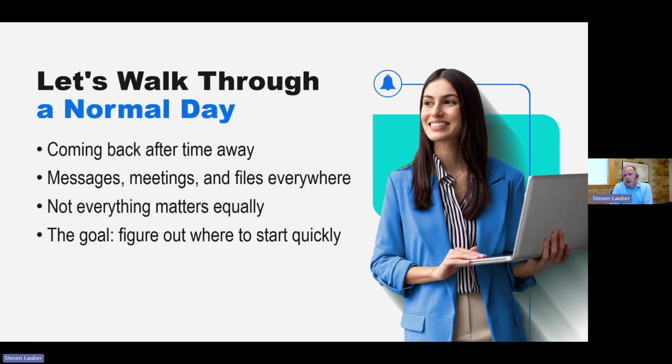So let's walk through a normal day. You've been away, you come back, and there are messages and meetings, files, scattered updates, and not everything matters equally. It's a very normal kind of chaos. And the first thing most people need is not brilliance, it's orientation. So what we're going to look at now is how Copilot can help in a few of those normal moments: figuring out what matters, knowing what to say, making sense of meetings, and connecting the dots across project files. So let's jump into the demo.